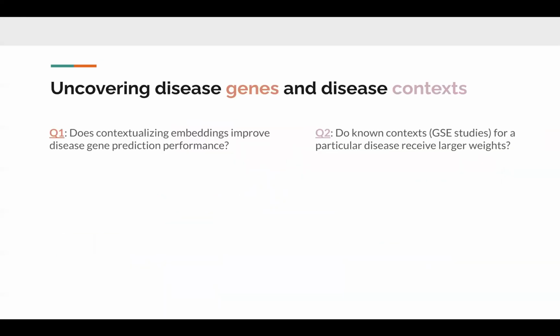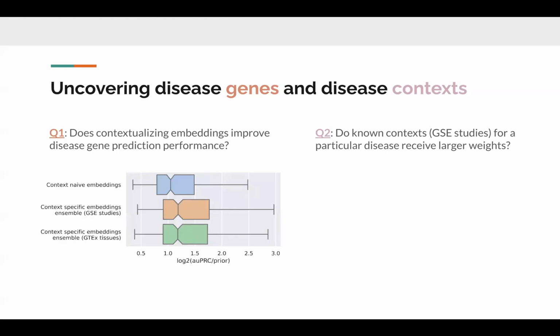As mentioned before, we would like to know whether our context-specific embedding approach can better uncover disease genes than the usual context-naive embeddings, and whether our ensemble approach is able to shed light on the disease contexts. To answer the first question, we compare the disease gene prediction performance using context-naive embeddings and our context-specific ensemble approach. We treat the gene expression studies and tissue-specific gene expression separately, resulting in two different context-specific ensembles.